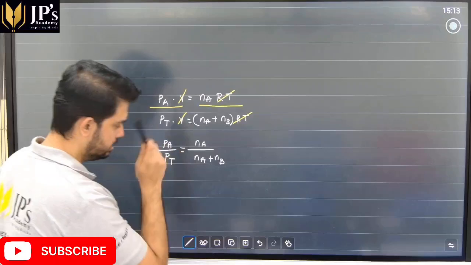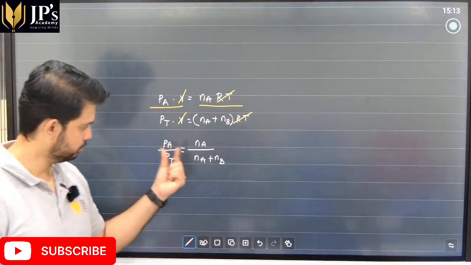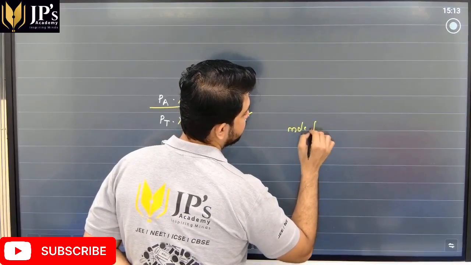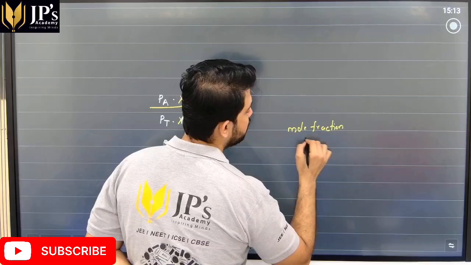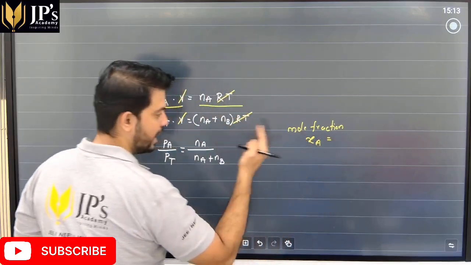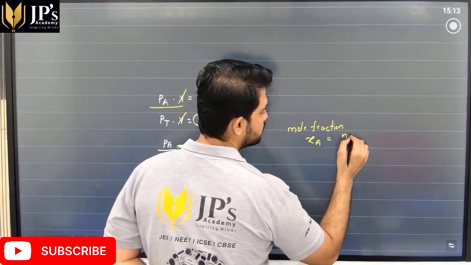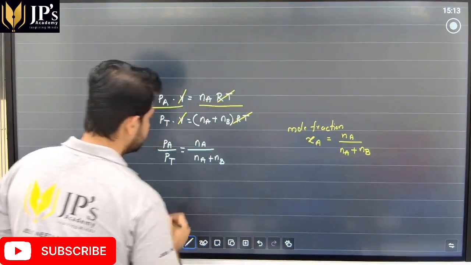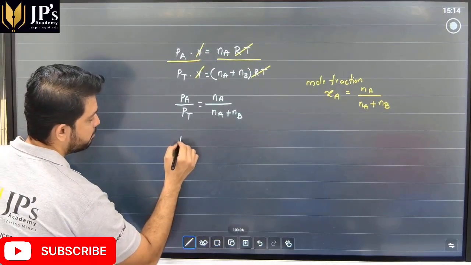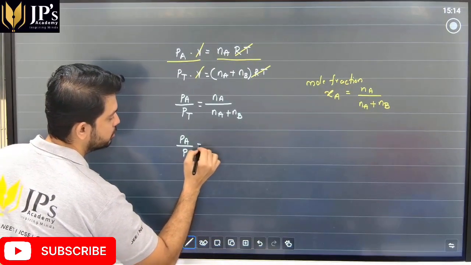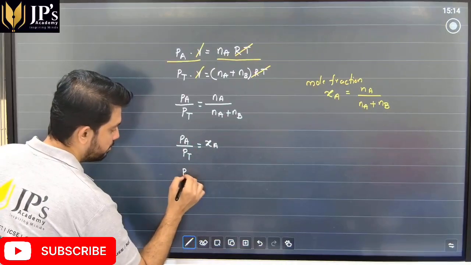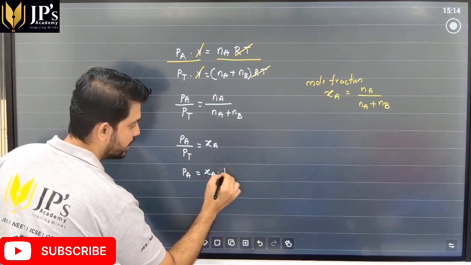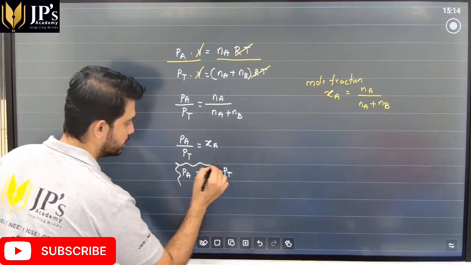And students, the number of moles of a component to the total number of moles is given by the mole fraction. So the mole fraction of gas A can be written as the number of moles of A over the number of moles of A plus the number of moles of B, and so I get the expression PA over Pt is equal to the mole fraction of A. Or the partial pressure of gas A in the container is the mole fraction of gas A into the total pressure.